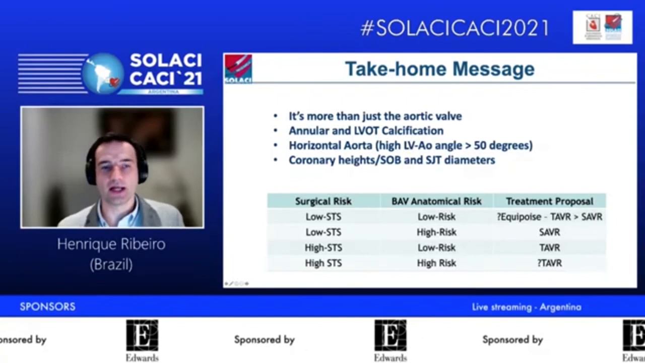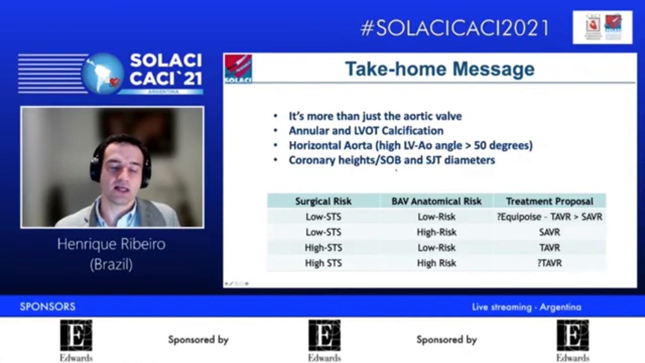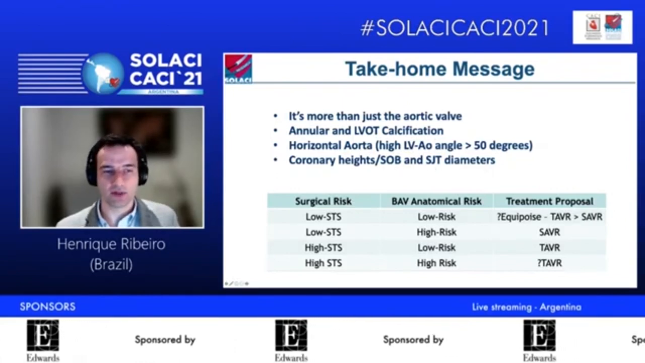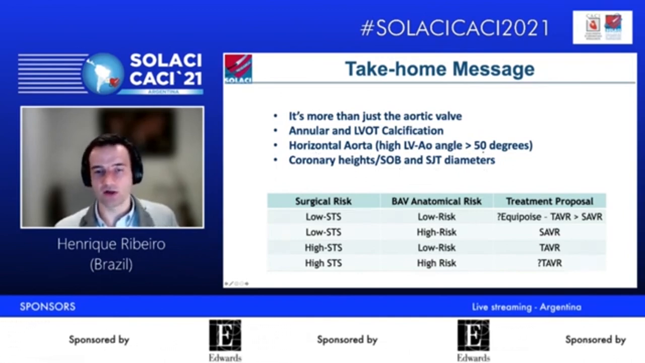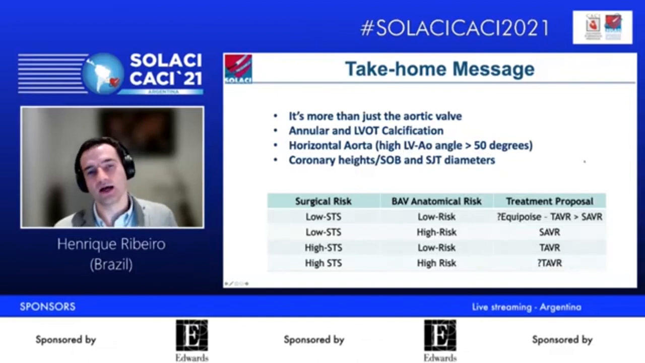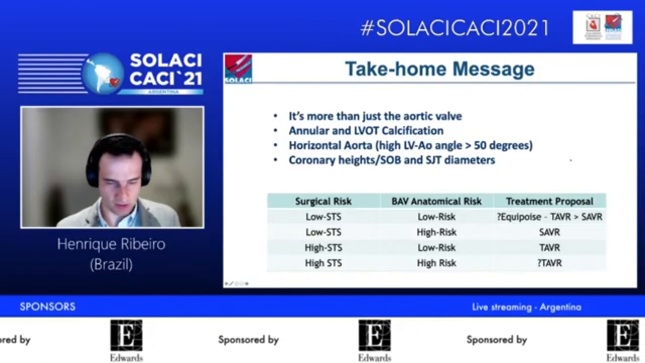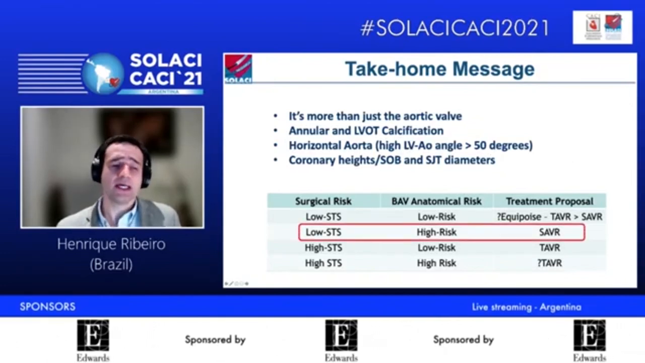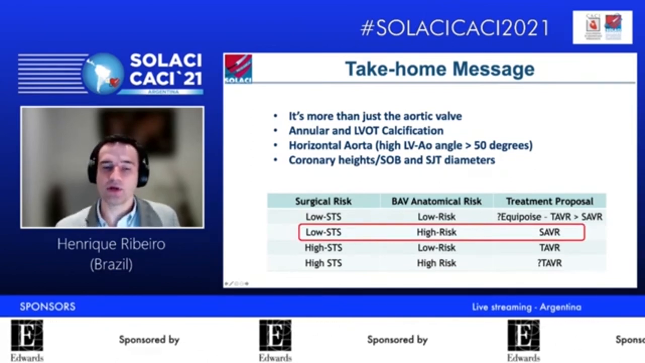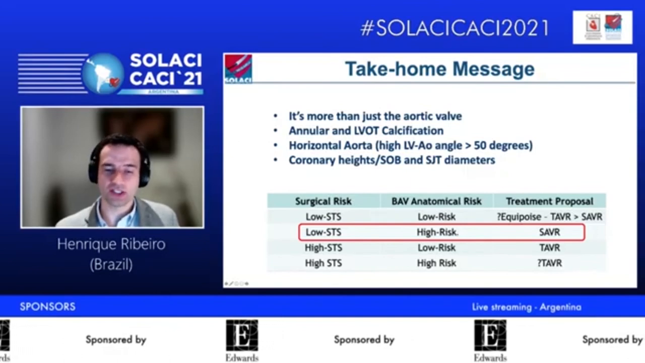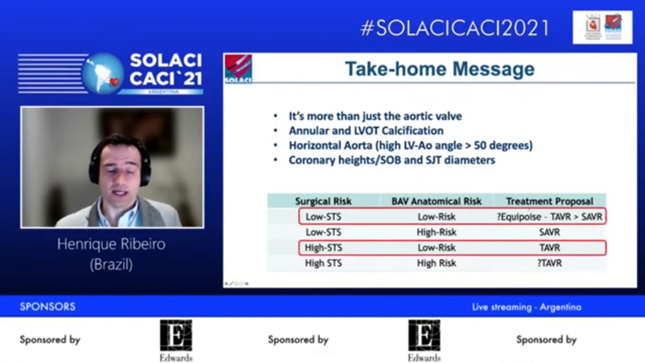So in our clinical practice, I think that annular and LVOT calcification, the coronary height, sinus of Valsalva and STJ diameters, and also the horizontal aorta with a greater angulation should be factors that are important in our procedural planning and in selecting such patients undergoing TAVR. Probably patients with a low surgical risk but with a high risk factor, such as the calcification of the raphe and the leaflets, should undergo SAVR.